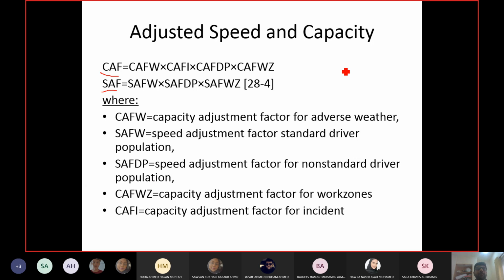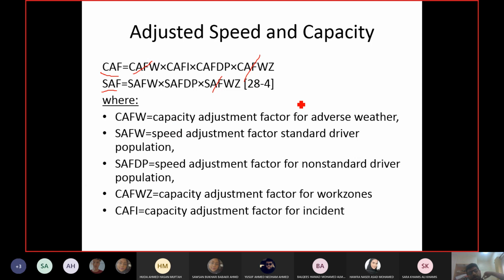For example, if you have good weather conditions, the adjustment factor for weather will not be required, so this will be cancelled. Then you require the other 3, so you will only multiply the other 3. Same thing for speed as well. For example, if you don't need the adjustment factor for work zone, this adjustment factor will be cancelled from here and also from here, and you will multiply the remaining.